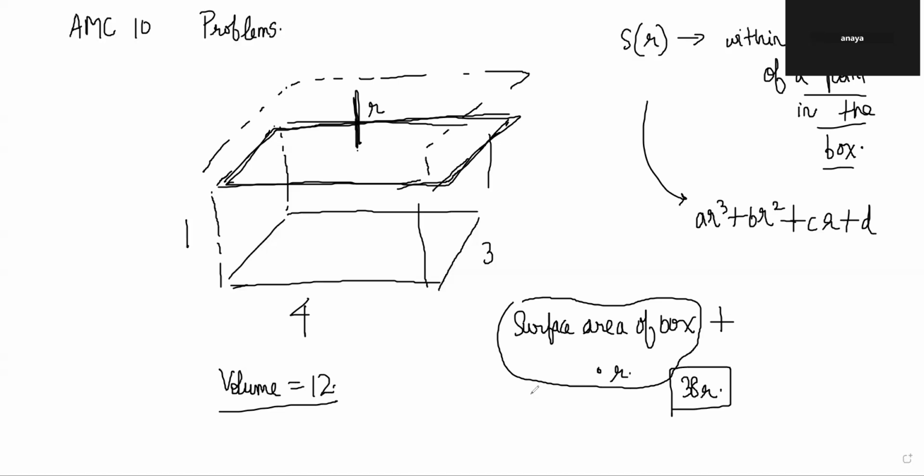No matter how the box is, the point could be outside the box at a distance of r from the surface of the box. So that is what we are writing here. It could also be inside the box. That volume would be 12. So far we have gotten two terms, by the way. This 12 and this 38r. Do you understand what I'm saying?